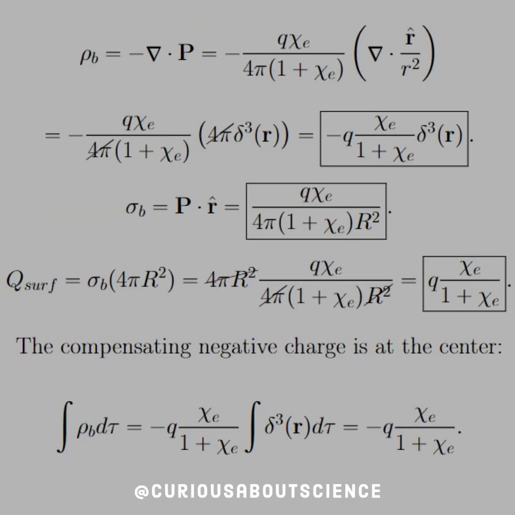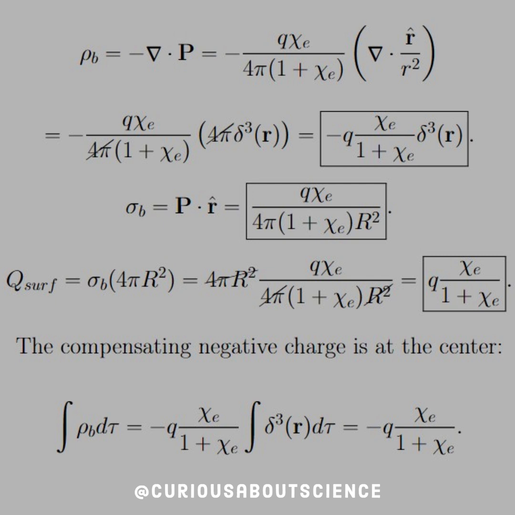Moving forward, our bound charges. For rho b, we need the negative divergence of P, which then we see this familiar term in the parentheses, del dot r hat over r squared, which is equal to the delta term that we found back in chapter 1. Again, this delta term is normalized with 4 pi, so the 4 pi's cancel, leaving us with a volume bound charge of negative Q times chi-e over 1 plus chi-e times the three-dimensional Dirac delta function.